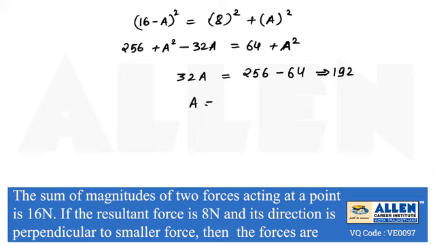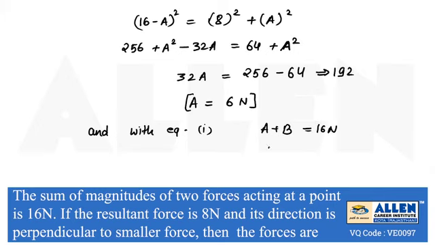Hence after calculation we get A equal to 6, that is, the smaller force is 6 Newton. And with equation first, which is A plus B equal to 16 Newton, we get B as 10 Newton. So the two forces, A vector and B vector, will have magnitudes 6 Newton and 10 Newton. Therefore, the answer to this question, in which the forces are asked, is 6 Newton and 10 Newton. Thank you.